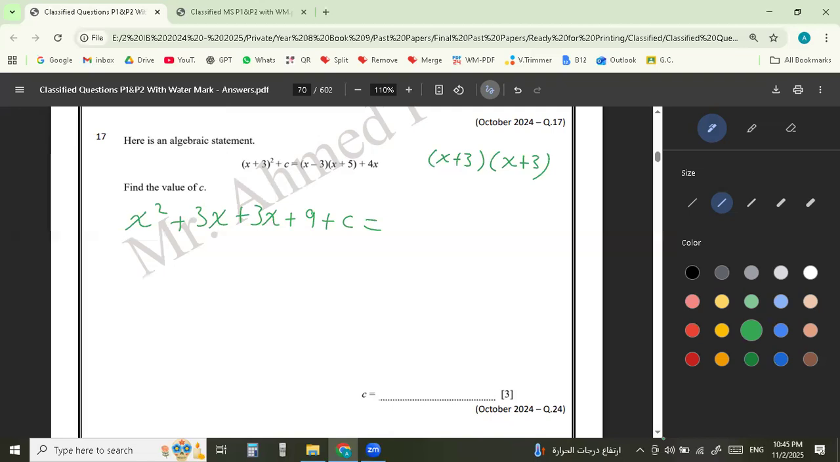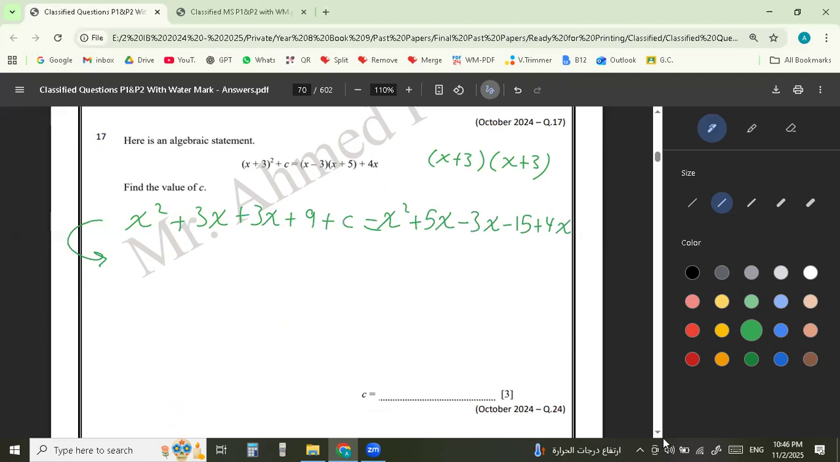No, when we go down, we start simplifying. But here, x times x is x squared. X times 5 is positive 5x. Negative 3 times x is negative 3x. Negative 3 times 5 is negative 15. And then plus 4x. Let's collect the like terms.